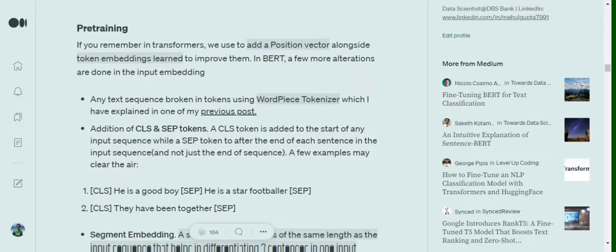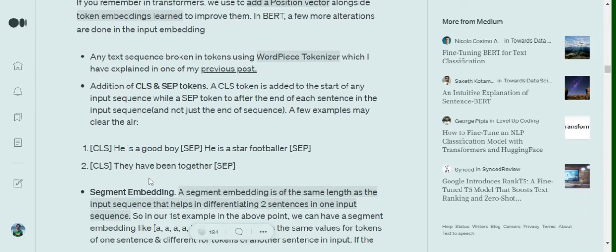CLS is added in the beginning of the sentence, as you can see in the example. Assume that we have this particular sequence: He is a good boy. He is a star footballer, in a single input. In this case, we will be adding CLS in the beginning and SEP after the end of every sentence. As you can see, it has two sentences, so we have SEP at two places and CLS at one place. Similarly, in this example we have just one SEP because there is just one sentence in the entire input.